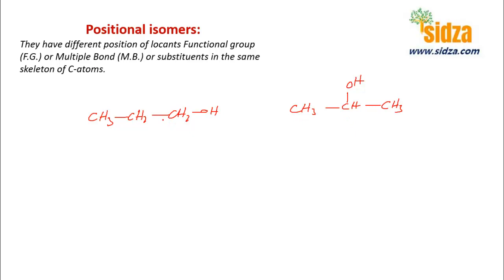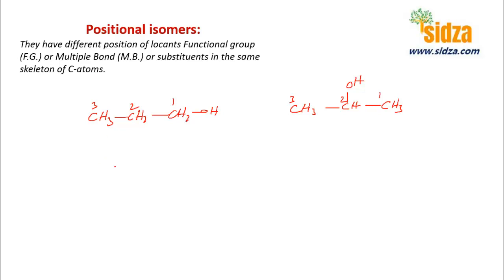So propane-1-ol and propane-2-ol are positional isomers because they have different positions of the OH group. This is carbon number 1, this is 2, this is 3. Here you have the OH on the first carbon. Over here you have the OH, the functional group, on the second carbon.